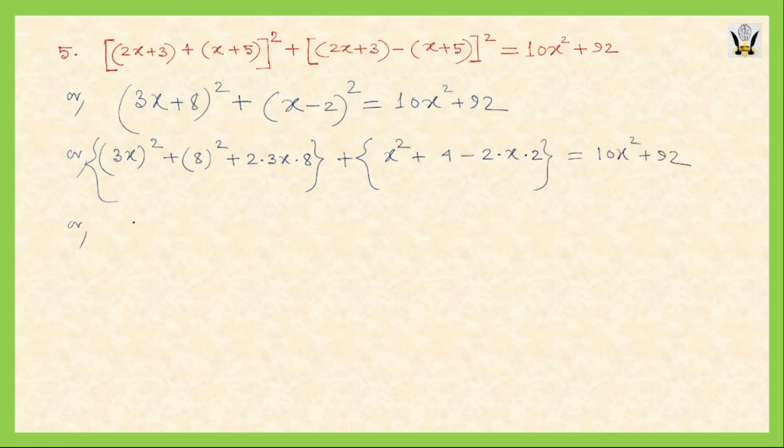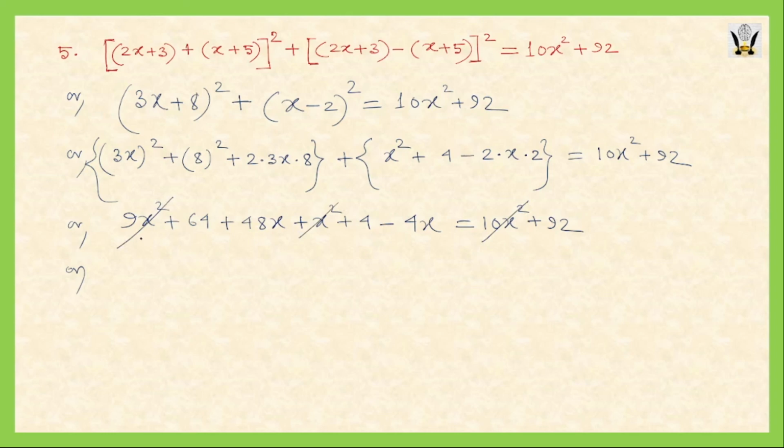So if we simplify further, it will be 9x square, then plus 8 square means 64, then plus 2 times 3 is 6, and 6 8s are 48x, then plus x square, then we have 4, and then minus 4x, and that is equal to 10x square plus 92. So 9x square on the left side and plus x square gives us 10x square, and on the right side also we have 10x square. So in this line itself we can cancel the x square terms.